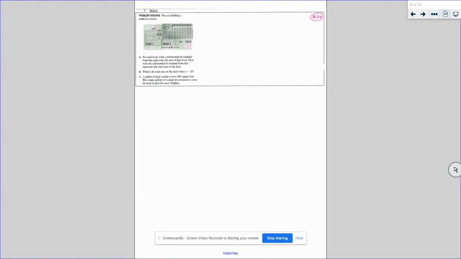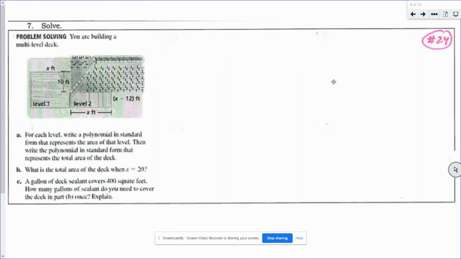All right, let's go, second half of the test, all these word problems. You are building a multi-level deck. For each level, write a polynomial in standard form that represents the area of that level. Then write the polynomial in standard form that represents the total area of the deck.